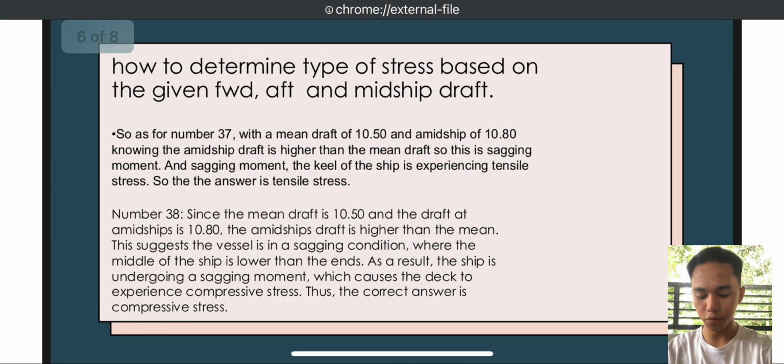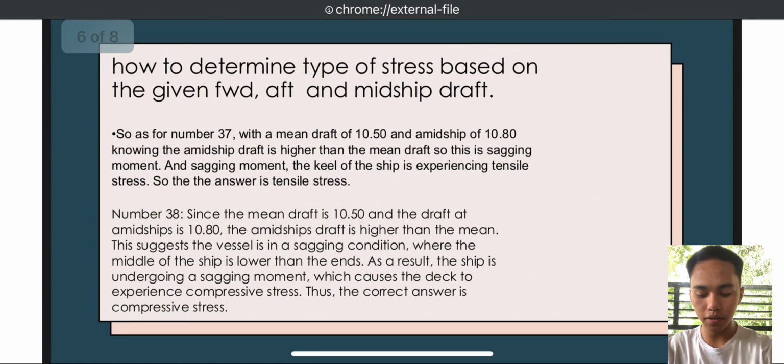And so, as for number 37, with the mean draft of 10.50 and the midship of 10.80, knowing the midship draft is higher than the mean draft, this is a sagging moment. In a sagging moment, the keel of the ship experiences tensile stress, so the answer is tensile stress.